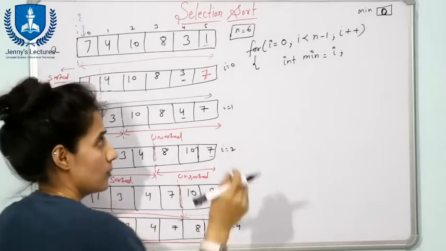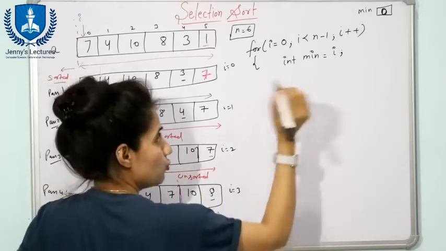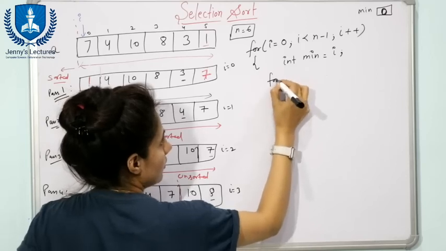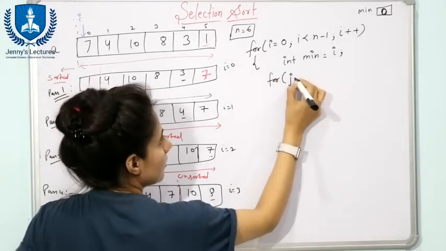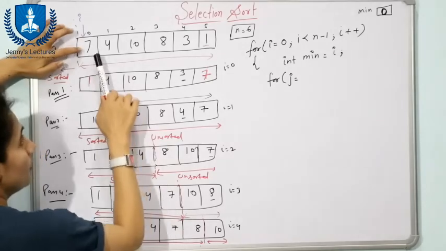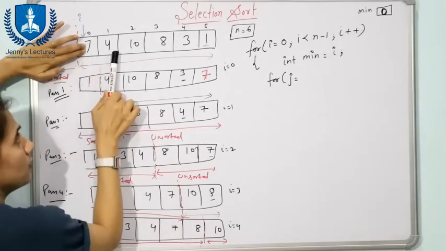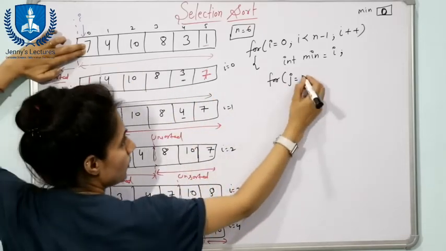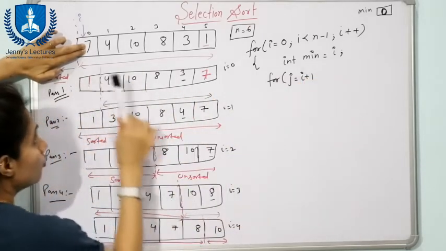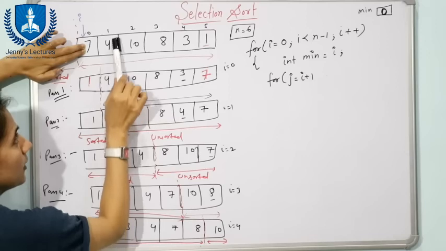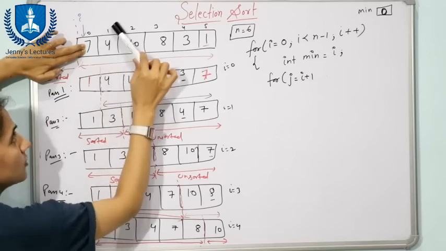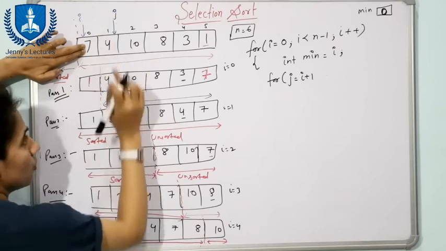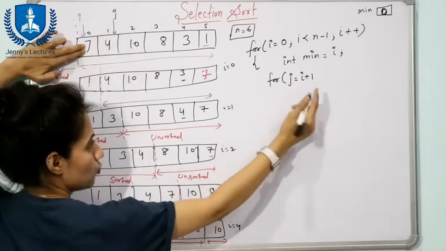I hope you know the concept of how to find a minimum element, how to search, how to do linear search. Now we are going to start another loop and compare this element with this one. So we are going to start from here. So j would be i plus 1. We are going to compare this element, which is at index i, with this element. So j is starting from here only, j is equal to i plus 1.